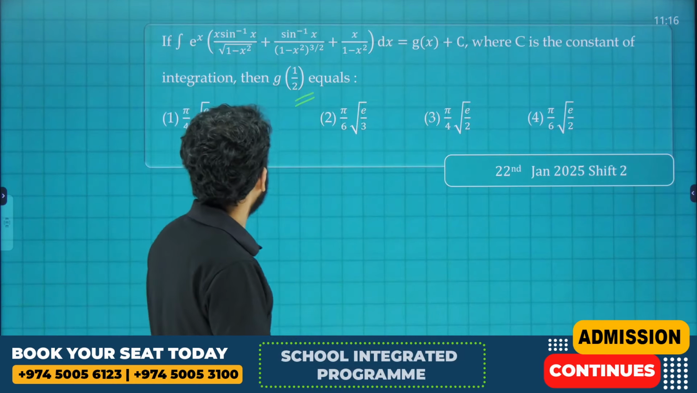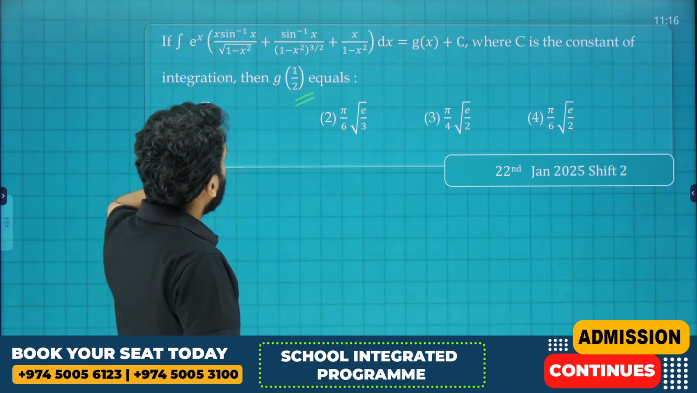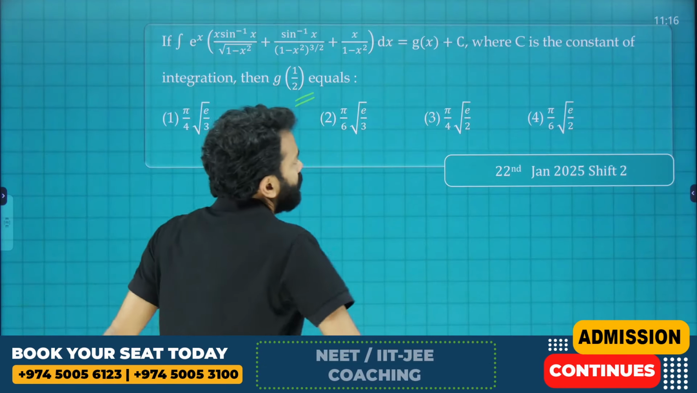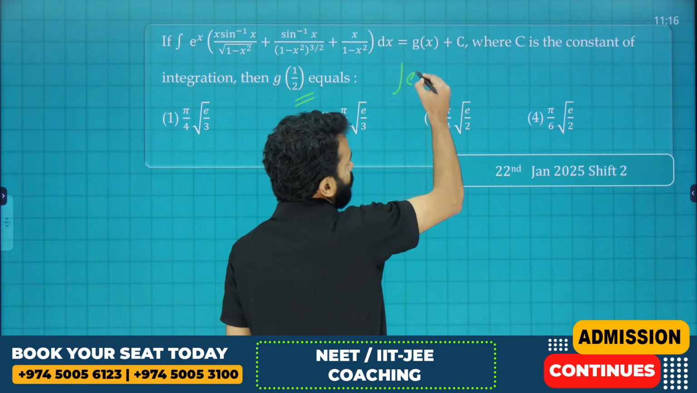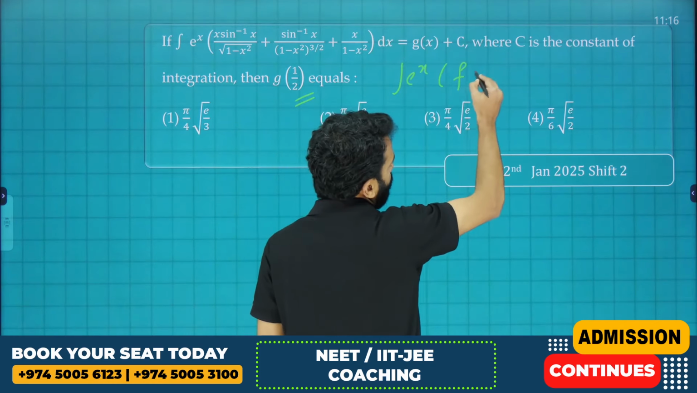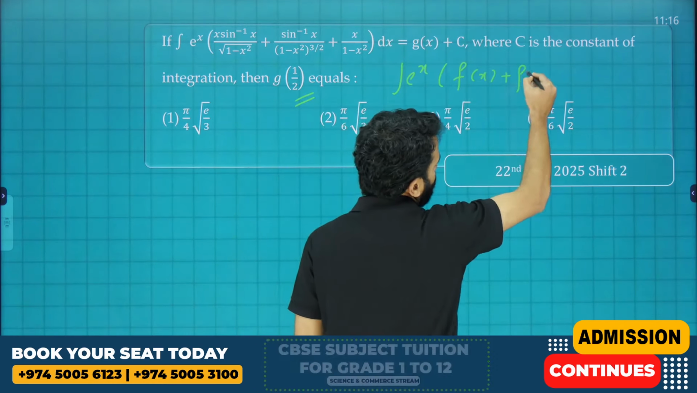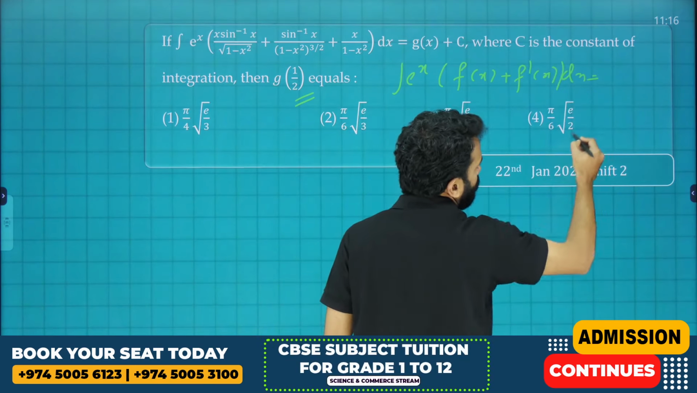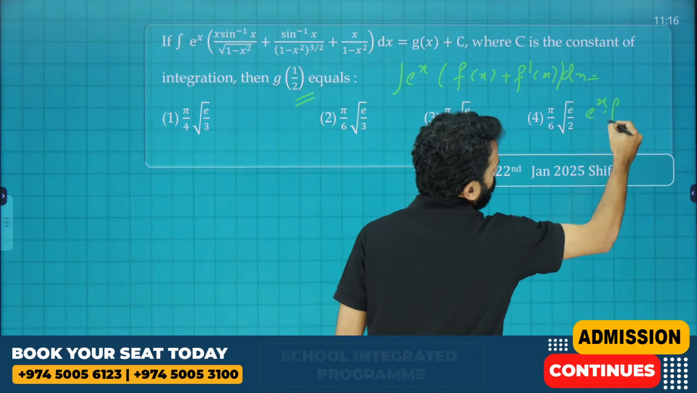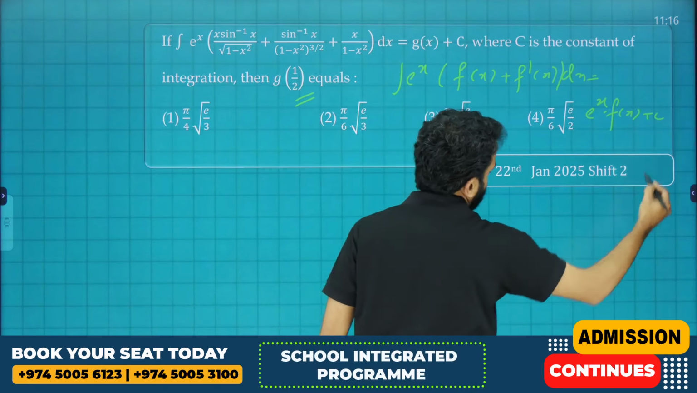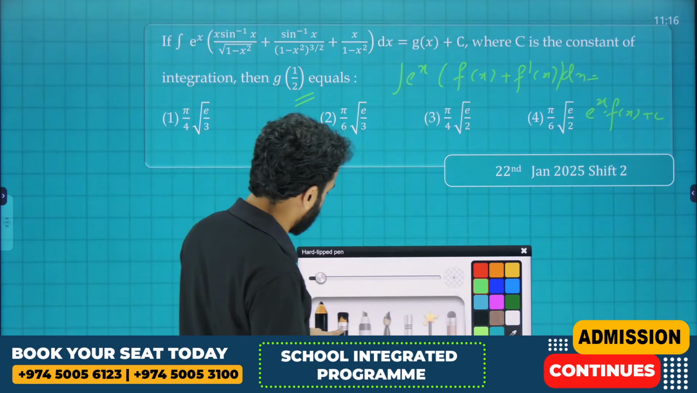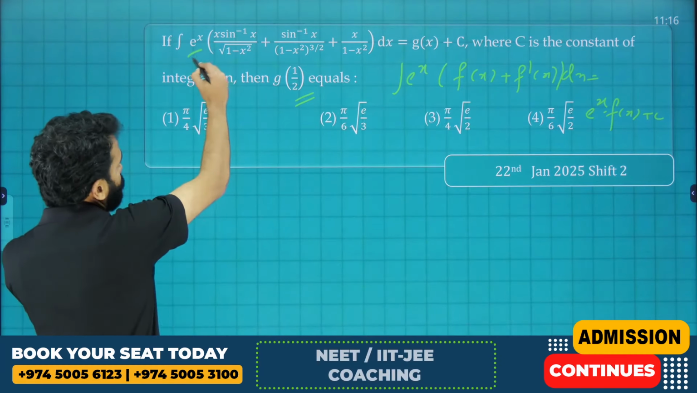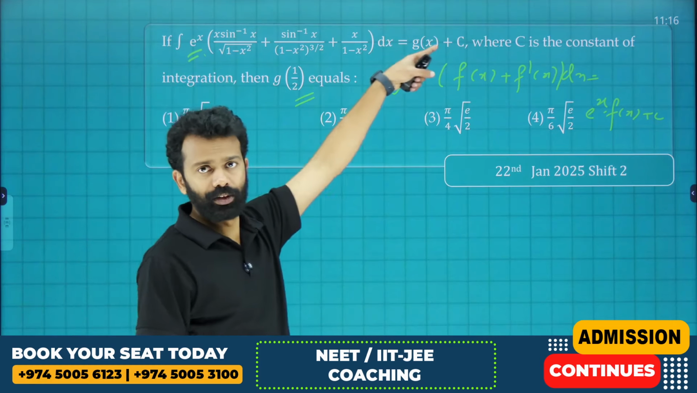Let's check it out. See, e raised to x is there, right? Therefore, there is a formula like this: integral e raised to x into [f of x plus f dash of x] dx is equal to e raised to x into f of x plus c. So, as there is an e raised to x here, see, three functions are there, right?